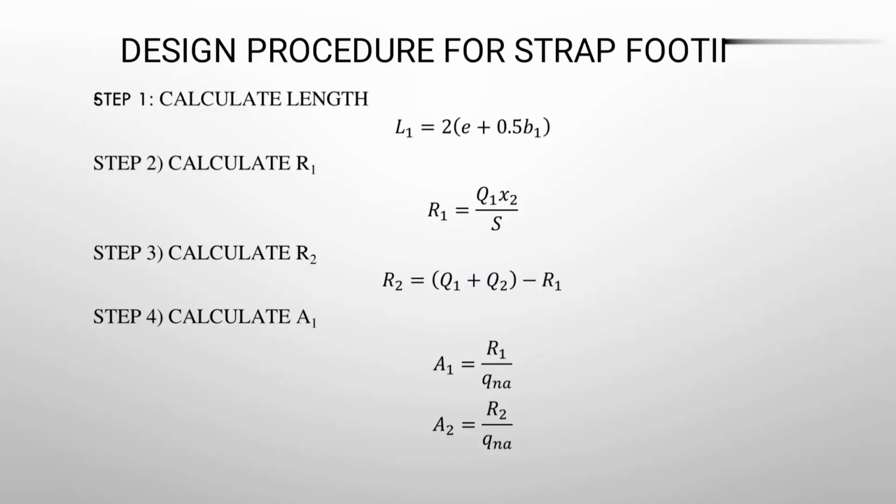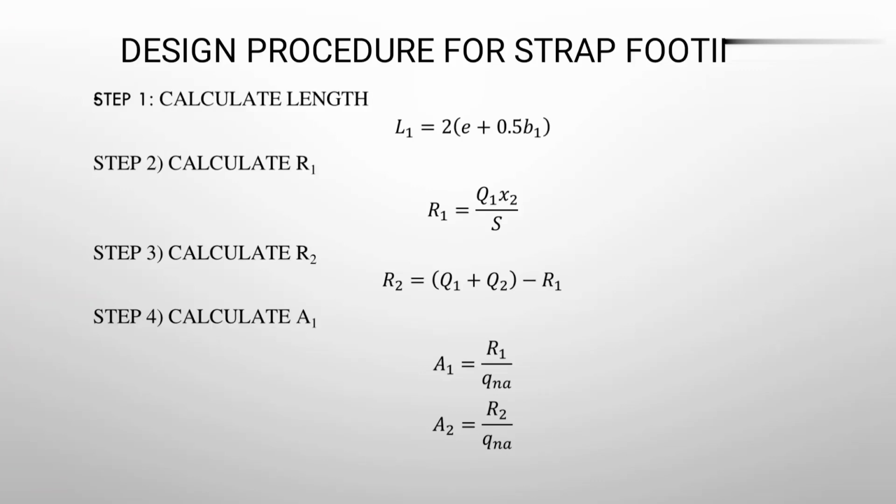Next procedure is for strap footing. Strap footing is provided when the distance between the two footings is large, meaning we connect these two footings by providing a beam. So the procedure: first step is to calculate the length, that is L1 equal to 2 into E plus 0.5 B1. Here E is projection and B1 is width.